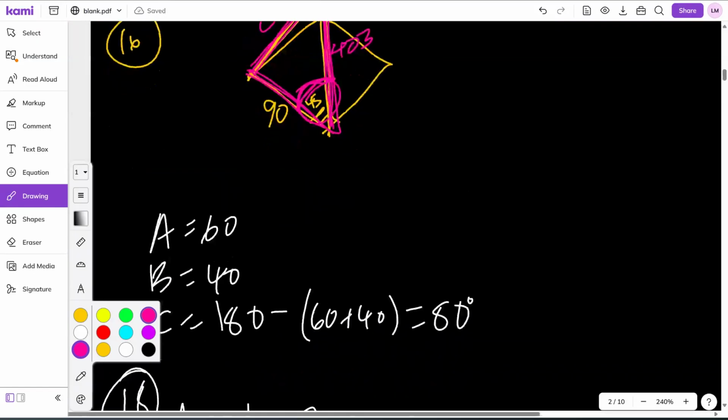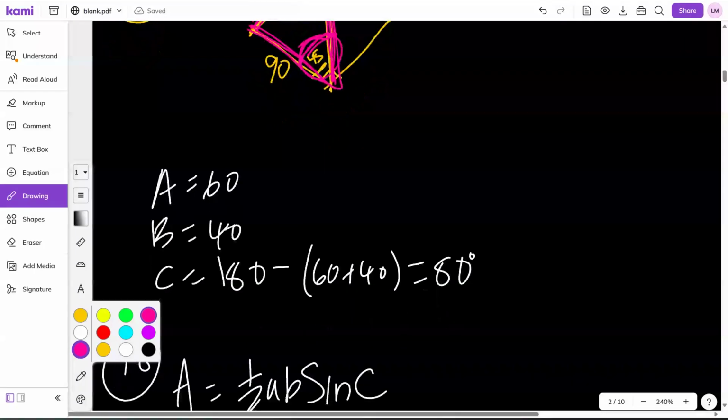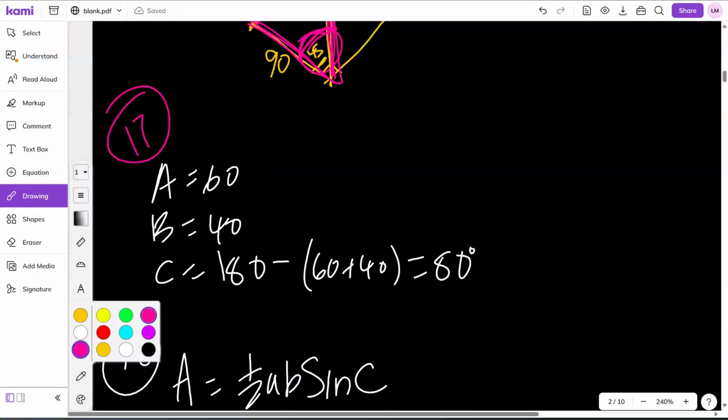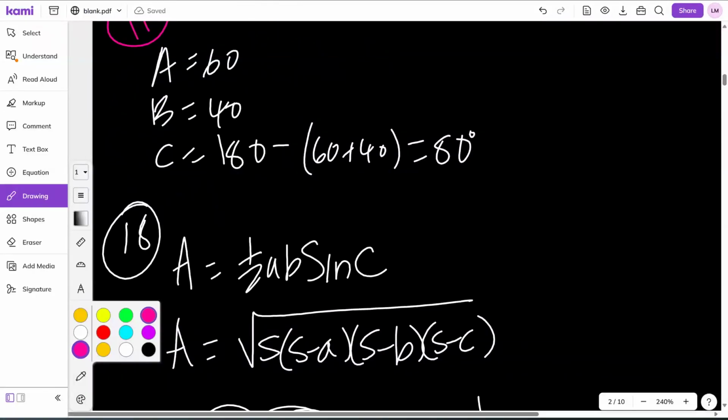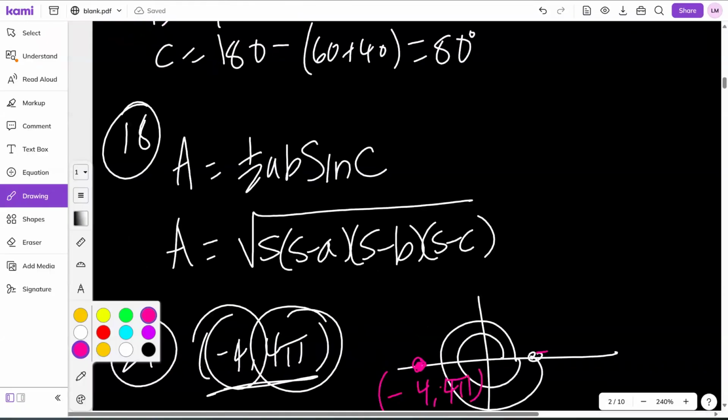Number 17 asks me to use a formula, but I need angle C. So use your geometry knowledge. You have 2 of the 3 angles. By the way, when I say use your geometry knowledge, it doesn't mean we haven't talked about it. It means you're probably first introduced in geometry, and if you weren't, that's okay. We've done it, so not a big deal. 180 minus those 2 angles added together, and then you could just plug and chug into the formula.